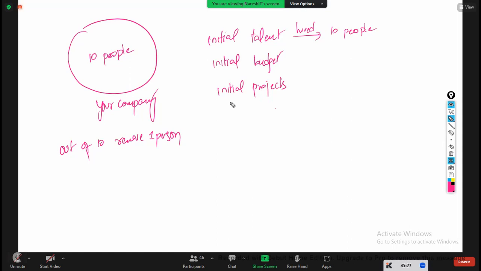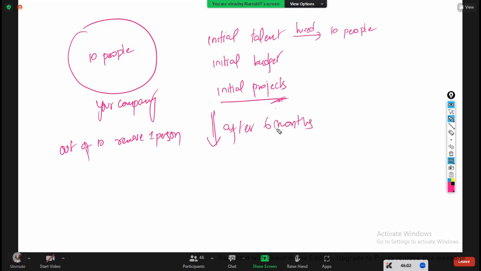But suddenly some projects were dropped. This is not initial. After a certain period of time, no new projects are coming for you. No more new projects. You will complete the existing projects, but no more new ones. Now you have to remove one person. All of them were talented when you hired them initially. Now, let us assume after 6 months, you have to remove one person.